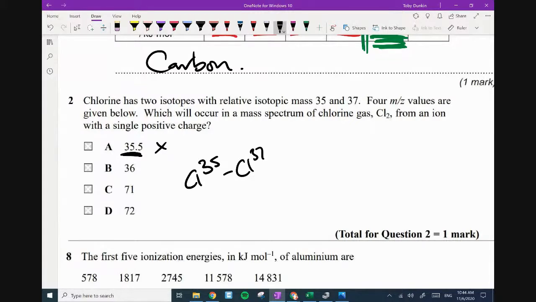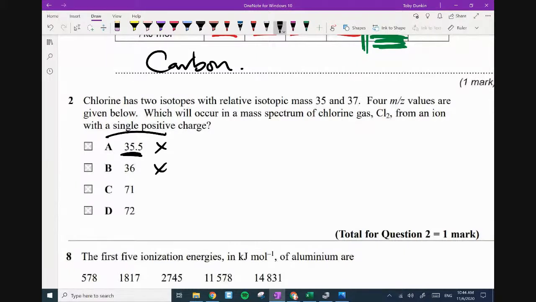35 plus 37, divided by 2, I get 36. And that was a 2+ ion. Yeah, then I'm going to get 36. That is possible, but it says in the question, single positive charge. Can be B. No. Can I get 71? Could I, with a +1 charge?